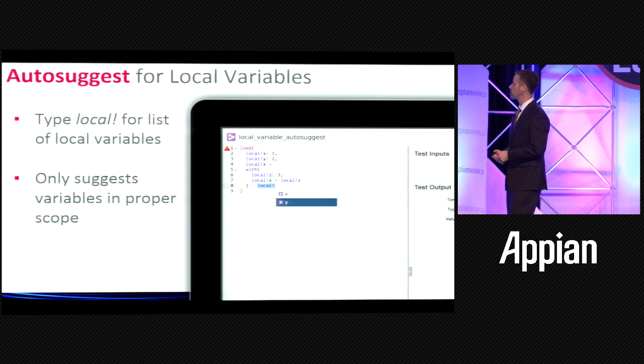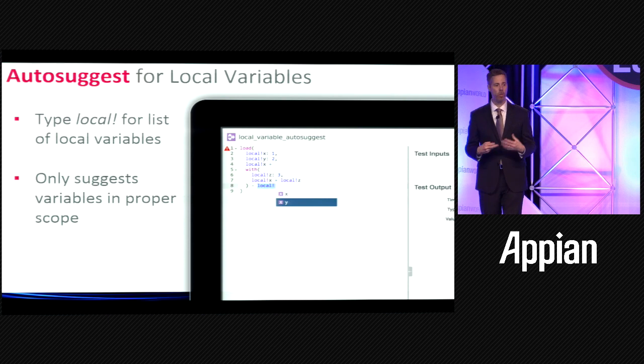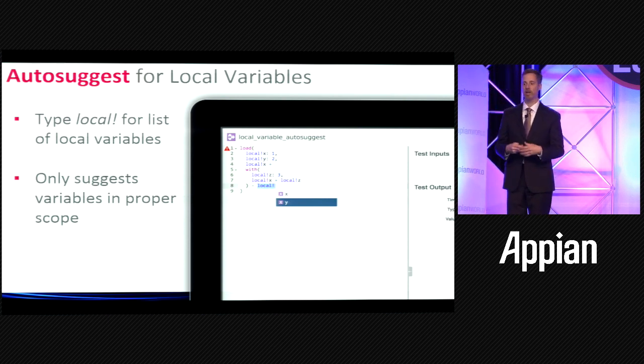Auto-suggest for local variables. We've been enjoying auto-suggest in a wide variety of the expression editors, such as rules, constants, and rule inputs that we introduced in 16.1. Now you have local variables. If you're familiar with the load function or the with function, these allow us to define local variables in the context of an expression.